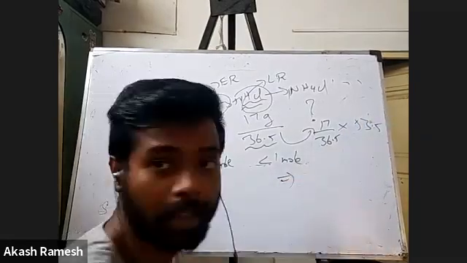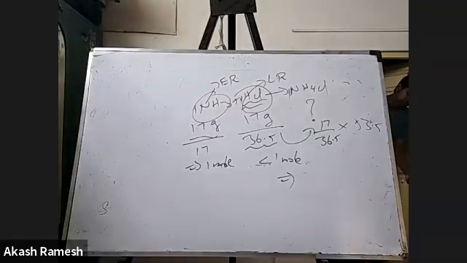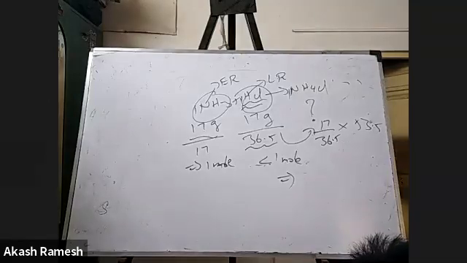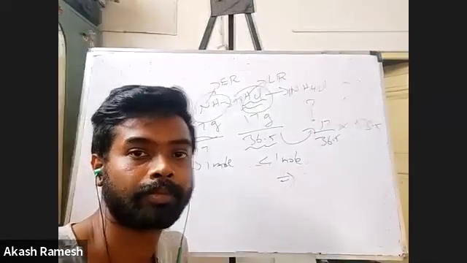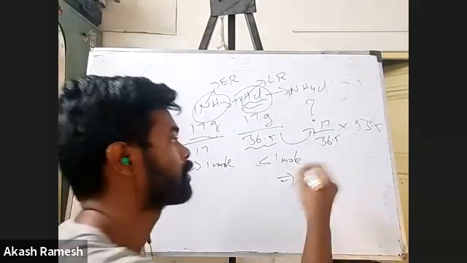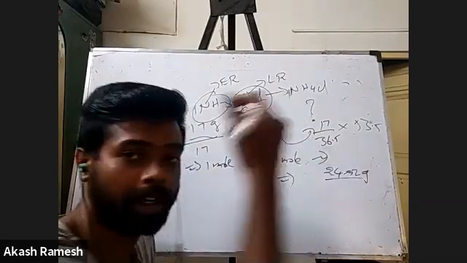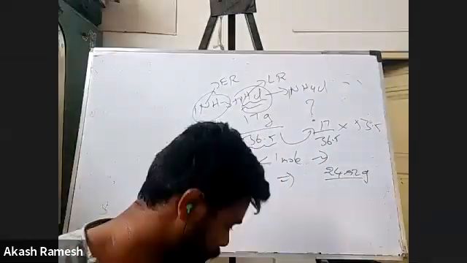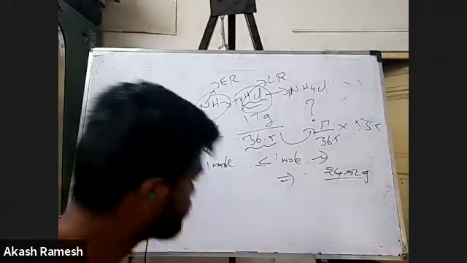One second, guys. Sorry, guys. Okay. So approximately, you should be getting 24.92 grams. Done. That's the question. Okay. Fine. Next question.